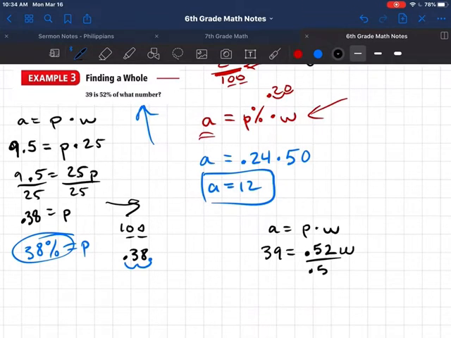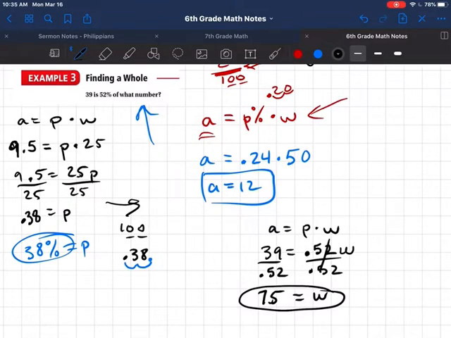Divide both sides by 0.52 to get w by itself. And w equals 39 divided by 0.52 is 75. So the whole here is 75. Does that make sense? 39 is roughly half of 75. That makes sense to me. So make sure your numbers make sense. If I would have accidentally fat fingered a key and got 750, that wouldn't have made any sense.